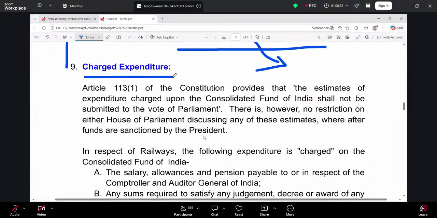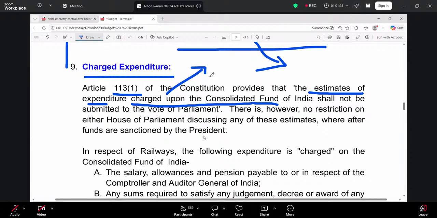And charged expenditure, Article 113(1), very, very important. 113(2) is the voted expenditure. That means, please remember, first charged expenditure, then voted expenditure. So it clearly provides the estimates of expenditure charged upon. The wording, please check, charged upon. Whereas voted expenditure, it is not charged. Voted made upon, voted from the Consolidated Fund.